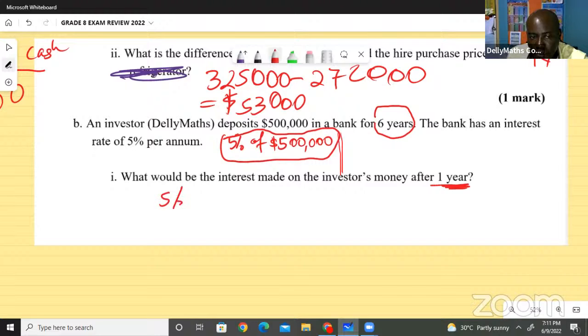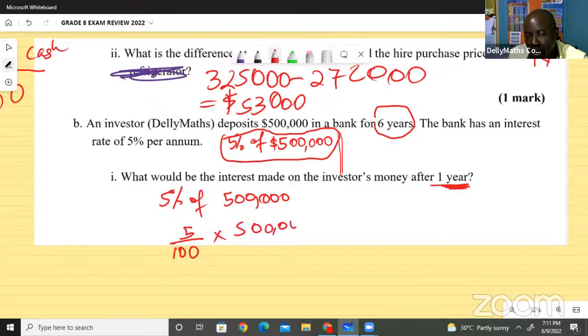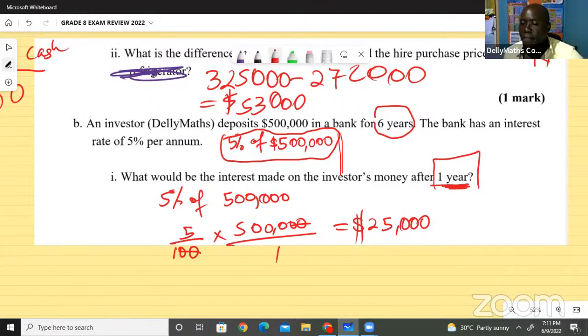So we're going to find the 5% of the 500,000 to answer this part. So this is simply, look, 25,000 for this part. 5 over 100 times 500,000. We could see the canceling, where 2 zeros cancel 2 zeros. So basically I have 5 times 5,000. 5 times 5,000 is 25,000. So we're saying that in 1 year, just 1 year, it would be 25,000 for that year. 25,000, because you're just simplifying 5% of it.